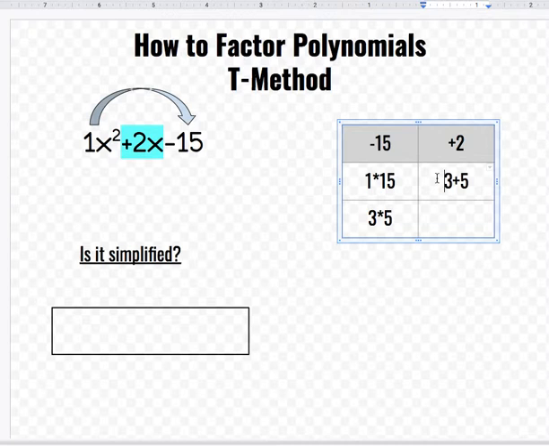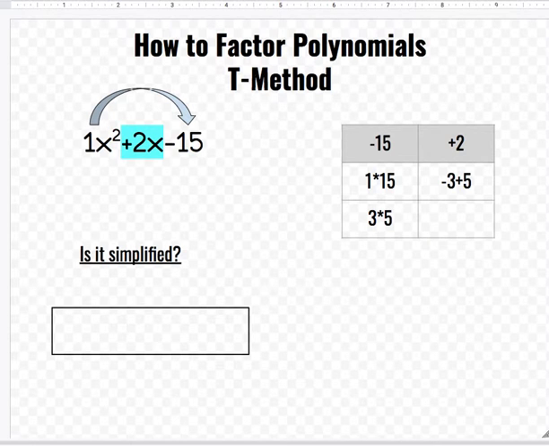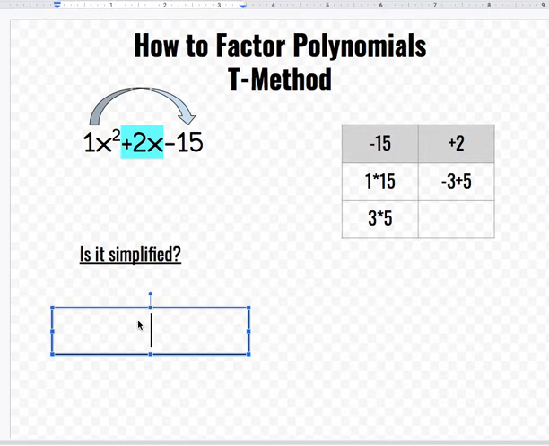If you have a positive and a negative answer, you're going to subtract those two numbers to get the number on the top. If you have two the same sign, whether they be two positives or two negatives, you would add them together to get the top number. So here, I want to be able to subtract them to get 2. So I should have a positive 5 and a negative 3 to add up to positive 2. All right, so we're almost done.